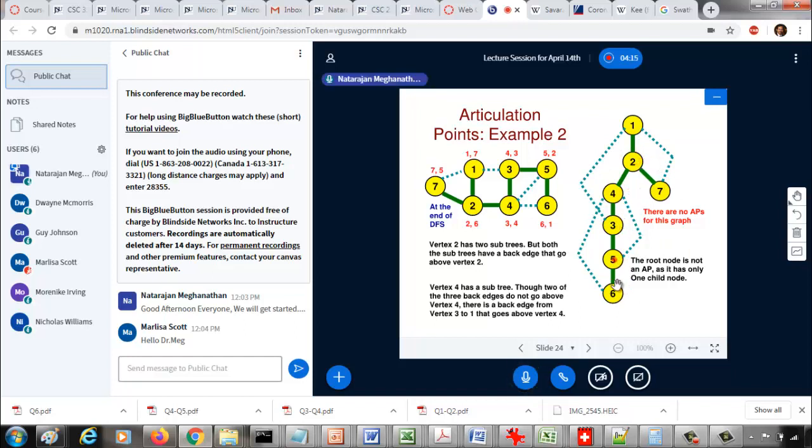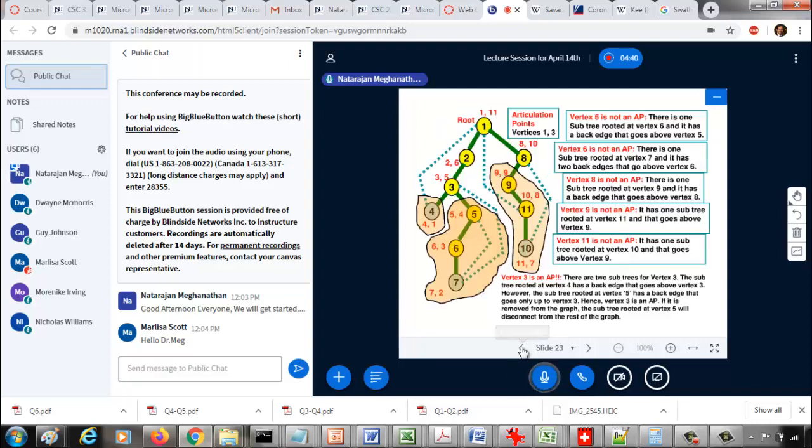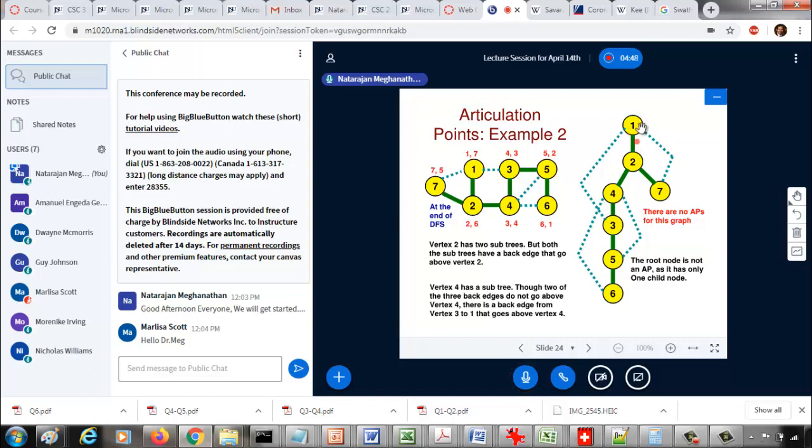Now we should be able to classify the nodes. 6 and 7 are the leaf nodes because they don't have anything further down. Leaf nodes are not articulation points, so 6 and 7 are not articulation points. Now for the root node 1, it has only one tree edge connected to it. The rule for the root node is that it should have at least two tree edges connected to it. In this case you have only one, so the root node is also not an articulation point.